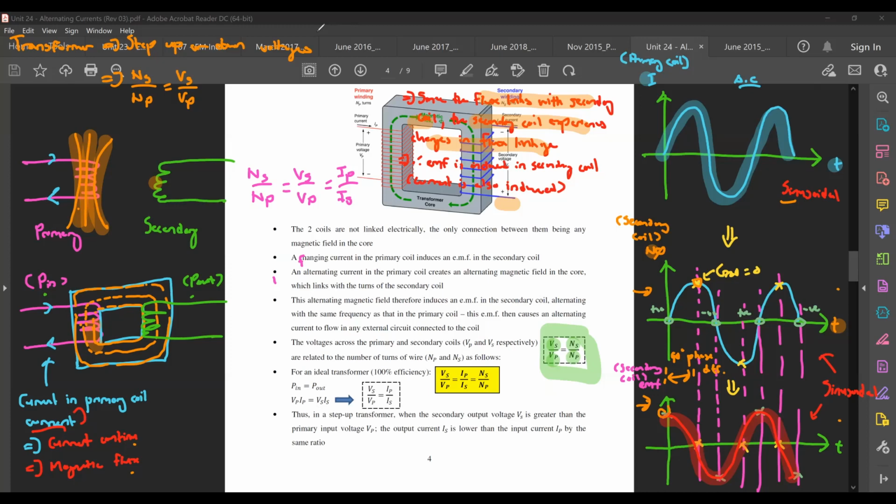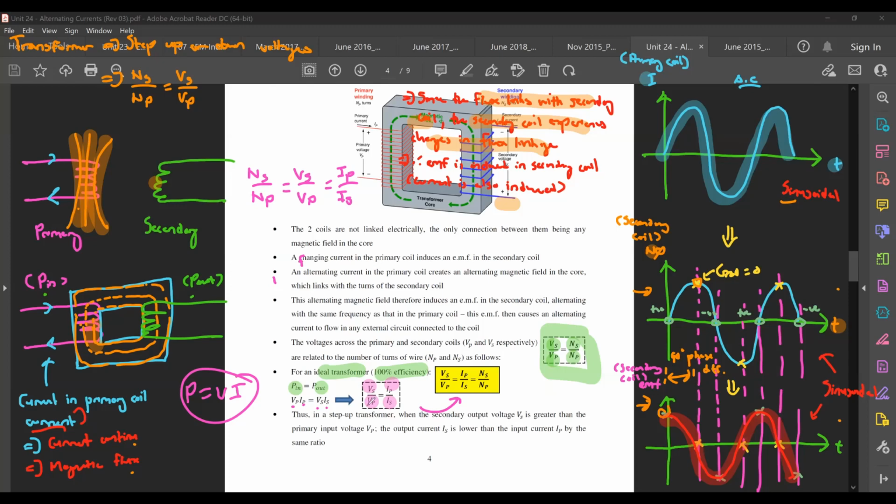Now, if your transformer is ideal at 100% efficiency, we can say that whatever P in is the same as whatever P out you have. At the same time, we know that power is equal to VI from your electricity chapters before this. So I can say that VP IP is the same as VS IS. If I rearrange this, I will get VS over VP is the same as IP over IS. That's why my resulting equation looks like this.